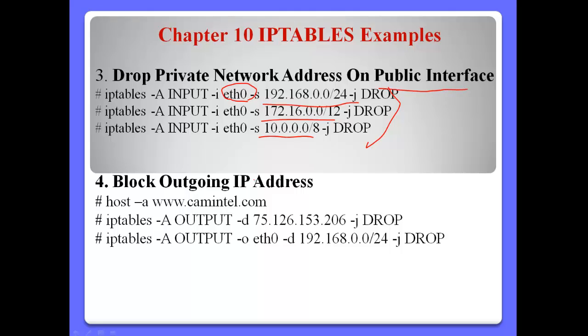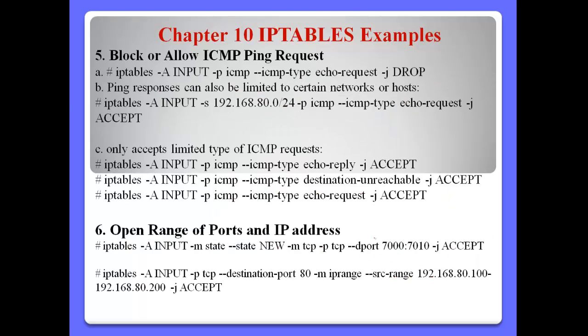Number 4, block the outgoing IP address. So even if you already accept the output packets, in this case, when we decide exactly what the specific destination IP address is for the output chain, then we can drop like this.